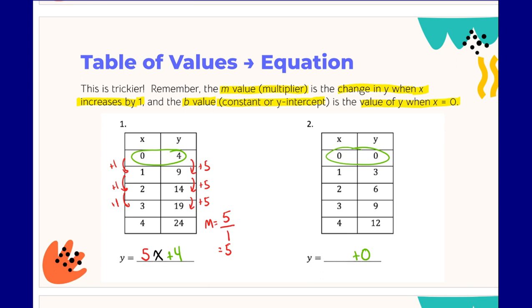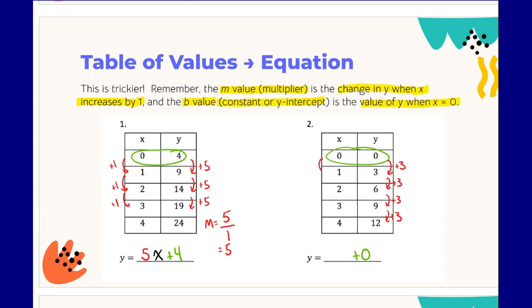Now I need to look for my multiplier. Here I'm increasing by 3, increasing by 3, increasing by 3, increasing by 3. Again, you don't need to do all of them once you start to recognize the pattern, as long as it stays the same throughout. If it only does it for 2 and then it changes for the other 2, it's not your multiplier. And chances are it's not linear.